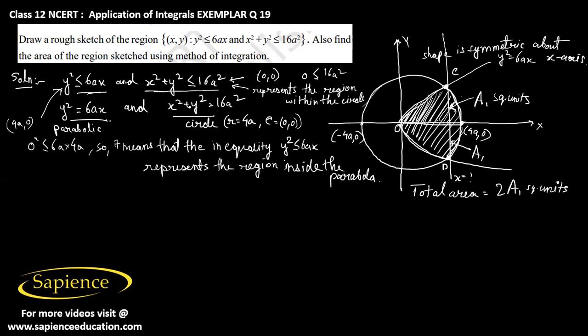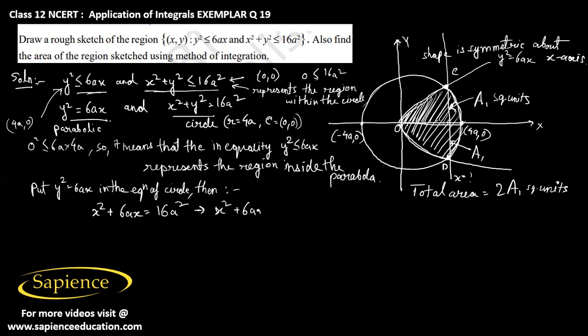So y square is 6ax. If we put y square equal to 6ax in the equation of the circle, then we get x square plus 6ax equal to 16a square. So it means that x square plus 6ax minus 16a square equals 0. Now 16a square I can write as 8a times 2.